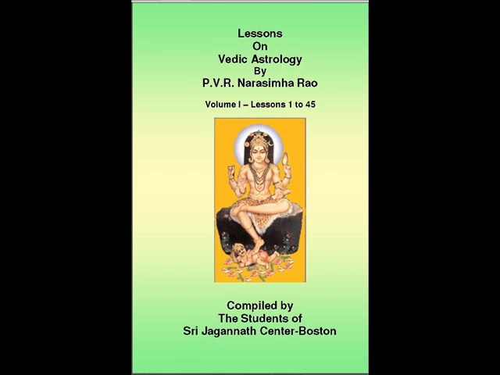So let me take my chart as an example. April 4, 1970, 5:47:13 PM Indian Standard Time, and the place is Machilipatnam, India, 81 East 8, 16 North 10. So let us see the Narayan Dasha of the Rashi chart.